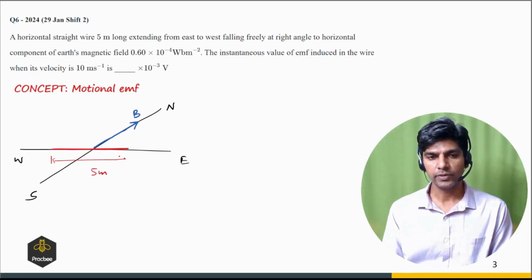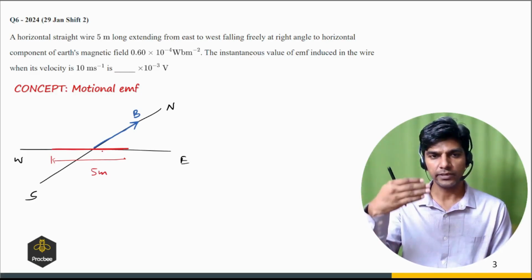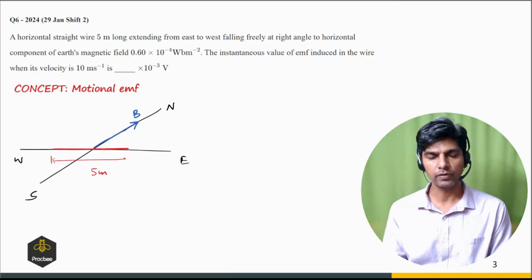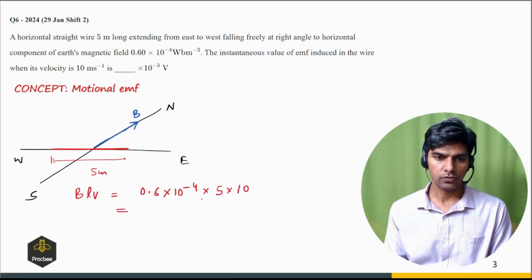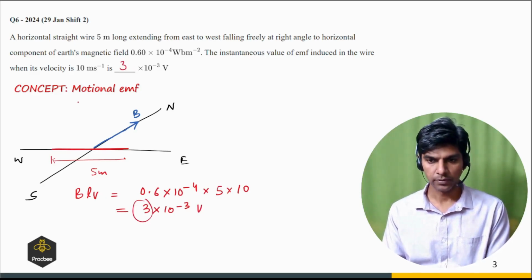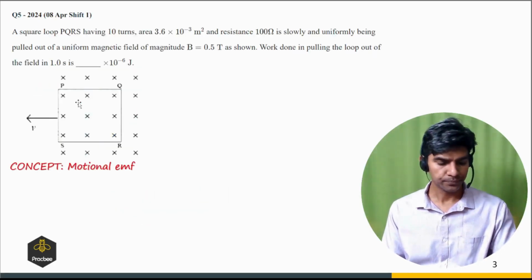Now in this particular case, this conductor is cutting the magnetic field lines, so there will be a motional EMF, which will be BLV. So the magnetic field is 0.6 into 10 raised to minus 4. Length of this conductor is 5 and the velocity is given as 10. So this comes out to be 3 into 10 raised to minus 3 volts. So 3 is the answer of this question. Right, so let us see the next question.